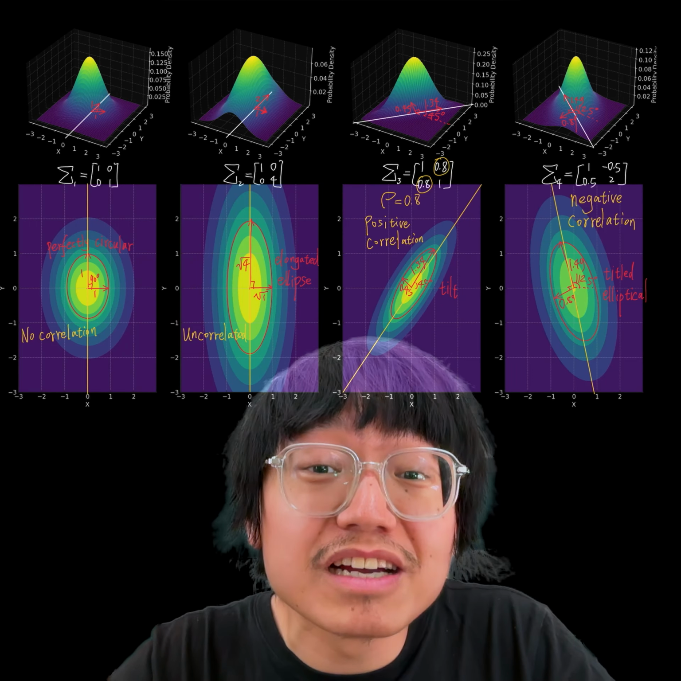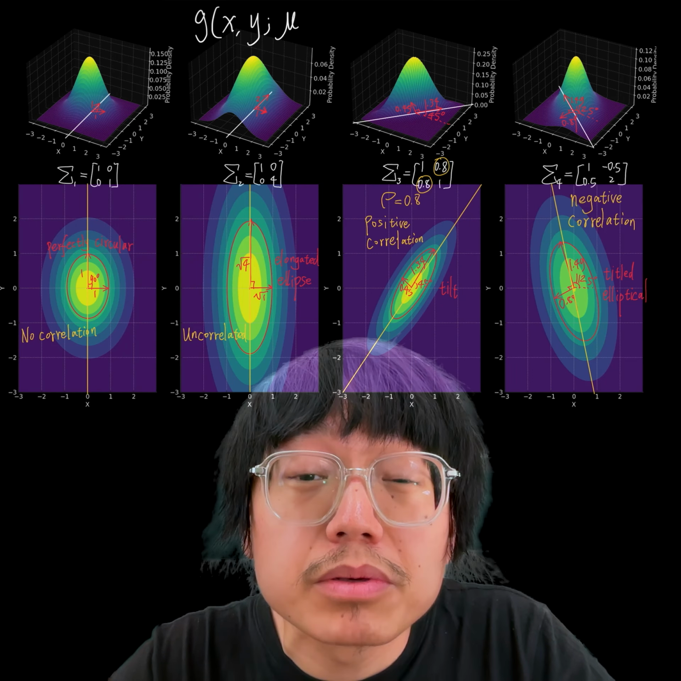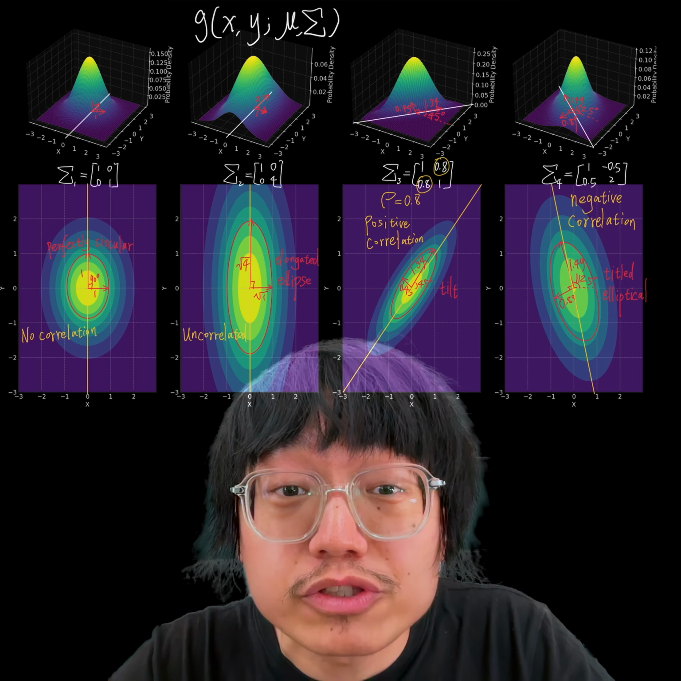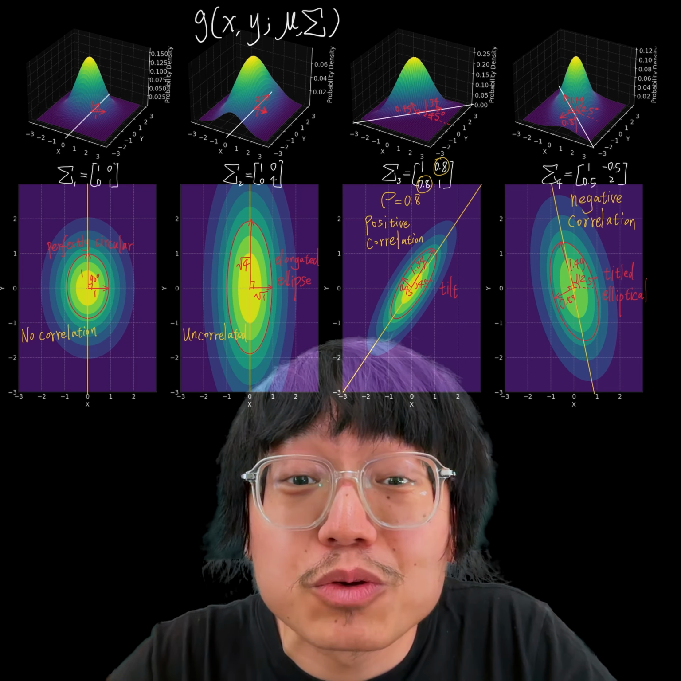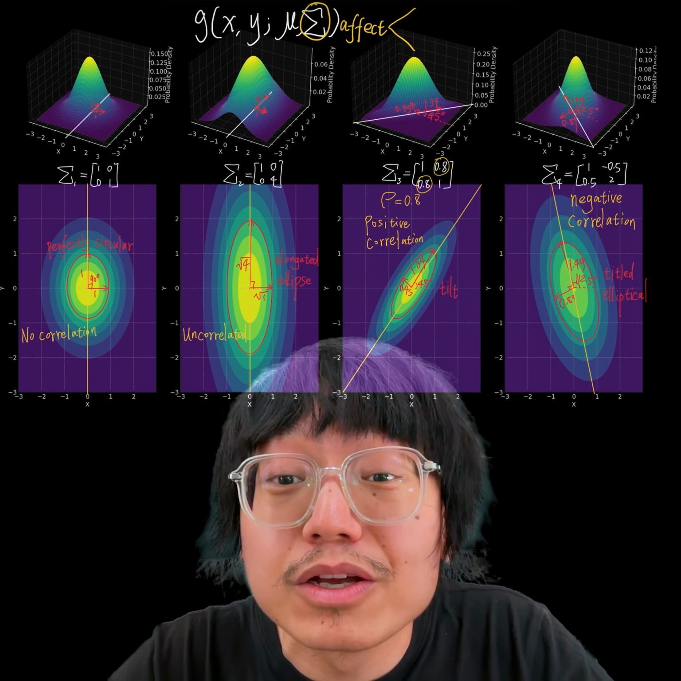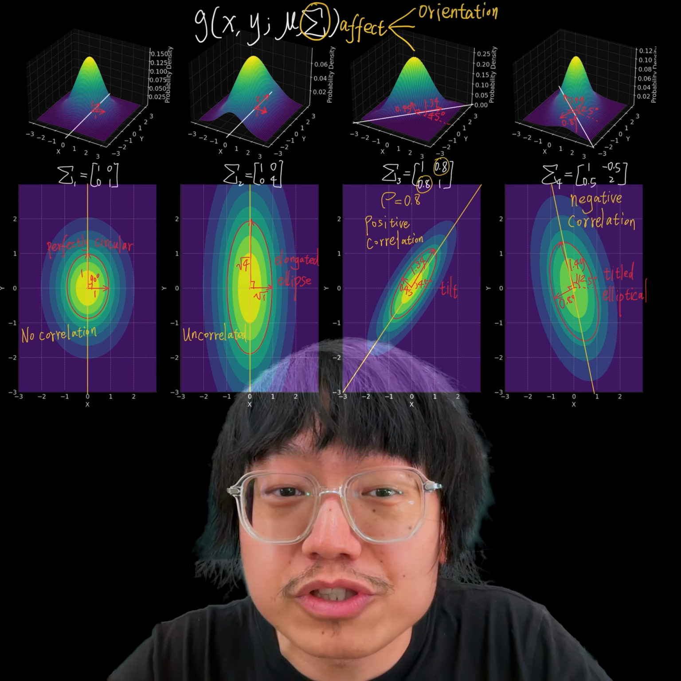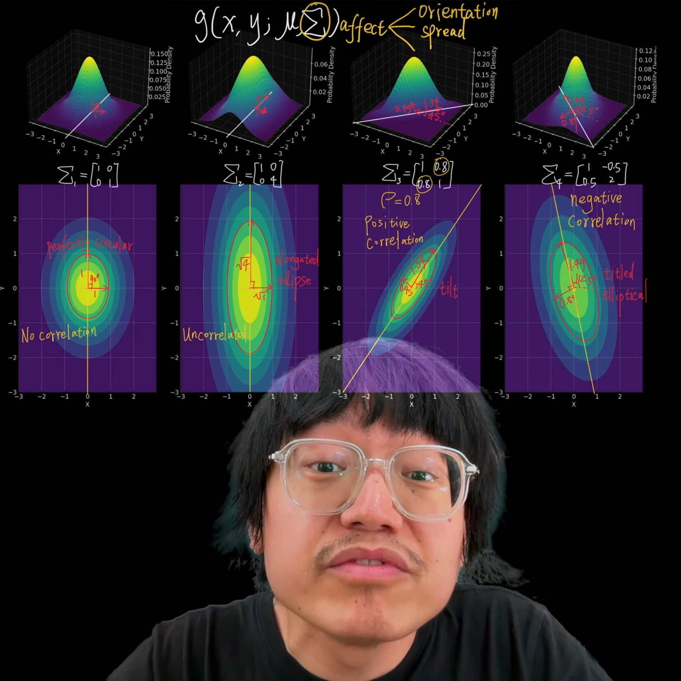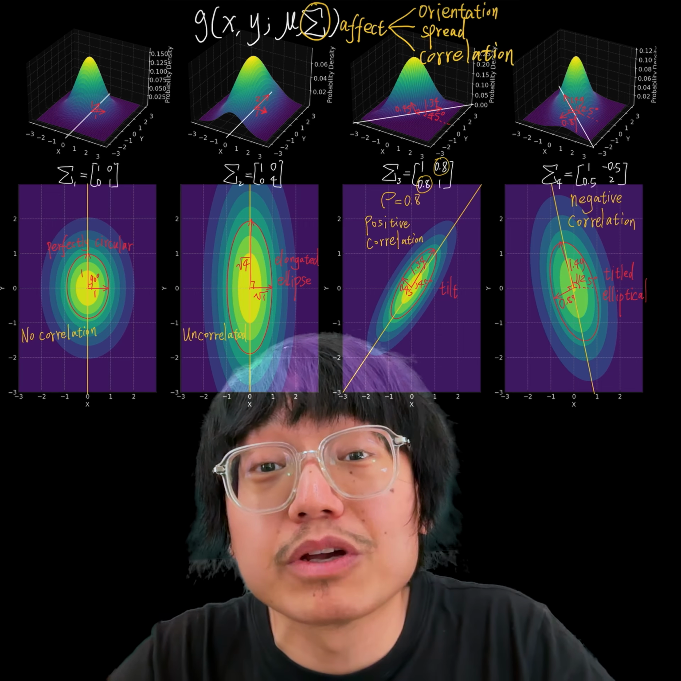Let's try to visualize the effects of the variance-covariance matrix sigma on the shape of the bivariate Gaussian distribution. These are the plots for different sigma values, and the choice of sigma affects the orientation, spread, and correlation between the variables x and y in this distribution. We use the mean vector mu = (0, 0), the origin, as our example.